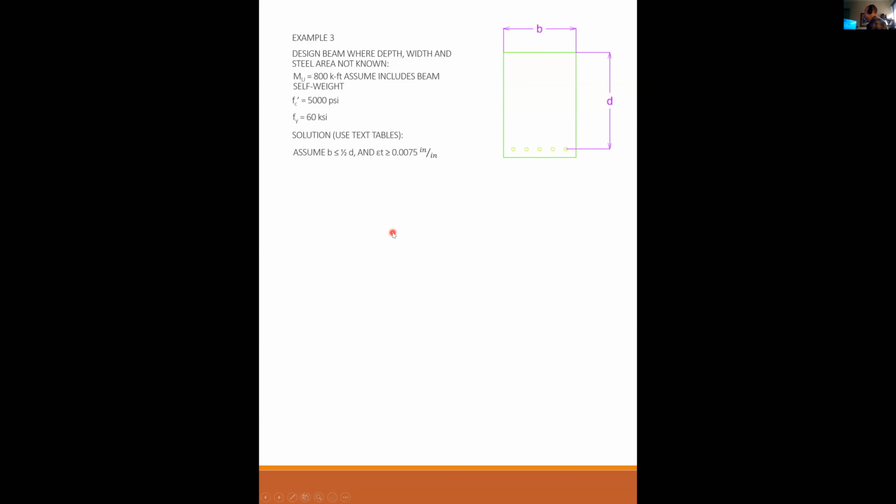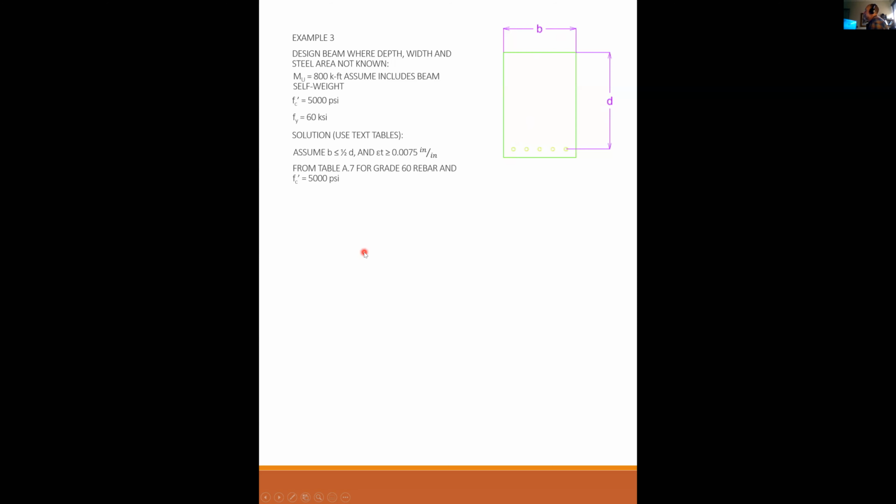But again, to guide us all in the same direction, we're going to use these targets. So this time I'm going to use a target that the width is about half the depth. That's my target. And epsilon sub t is going to be greater than or equal to 0.075. So with these two targets, I can then hone in on three unknowns. B, D, and AS are all unknown.